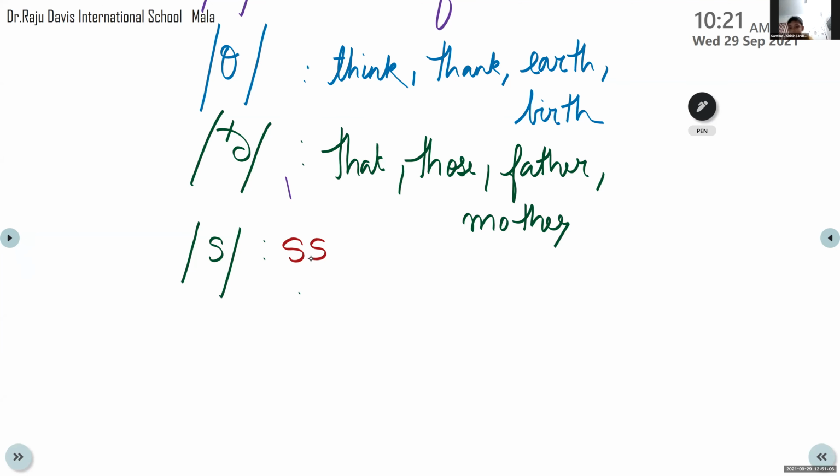Exactly. Okay. After that, we have C. C can also make the sound in center, circle, circus. The C over there is making an S sound. Circle, circus.